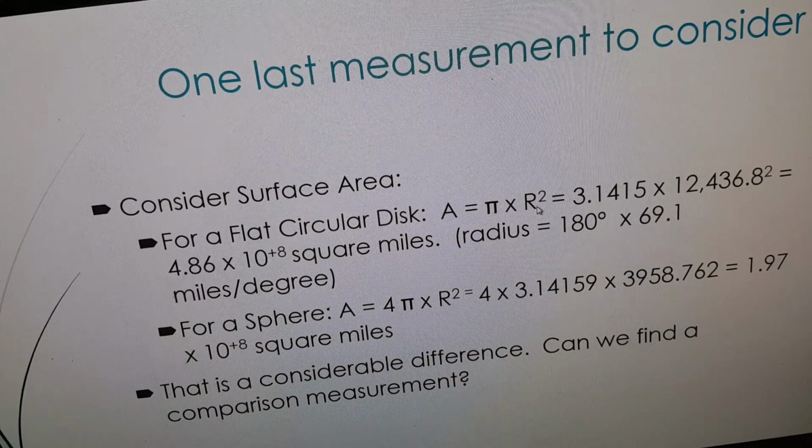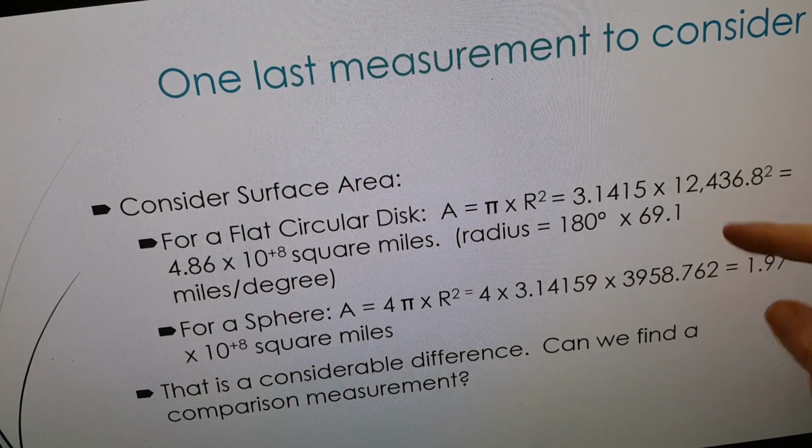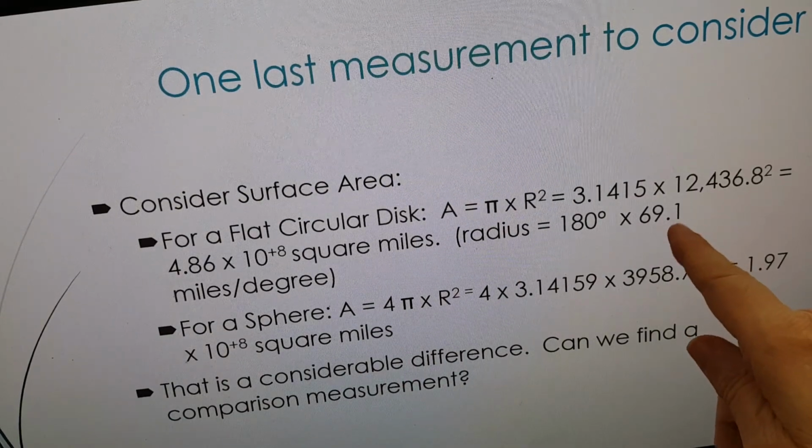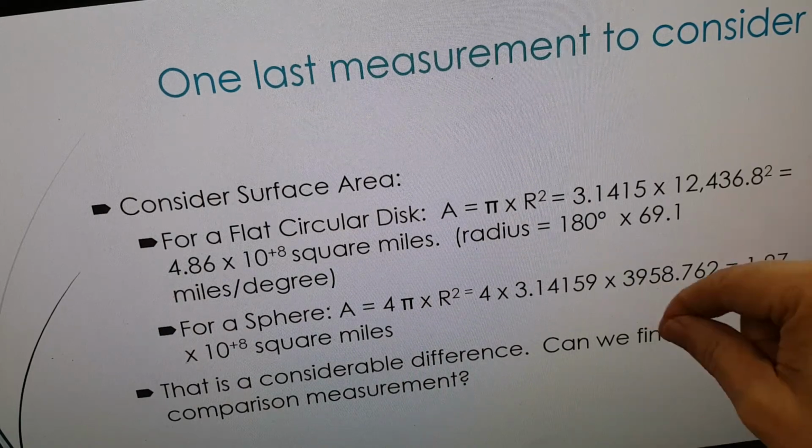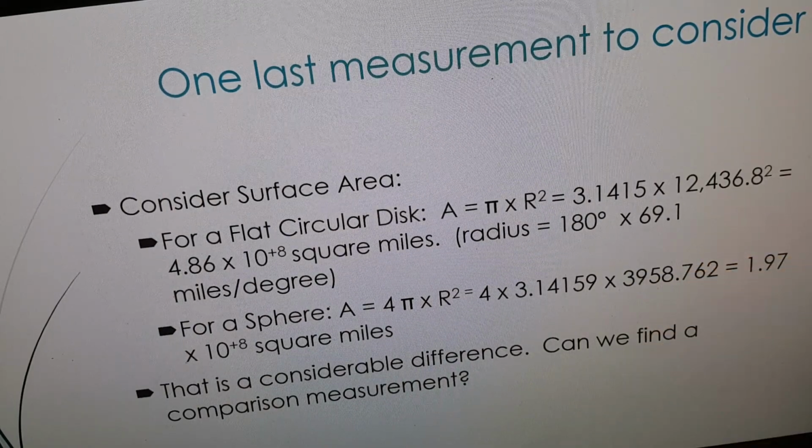The usual measurement, there's pi, the radius squared, and the radius I got from the typical number accepted for miles per degree, which is 69.1, and then of course there are 180 degrees from the North Pole to the edge of your circle.